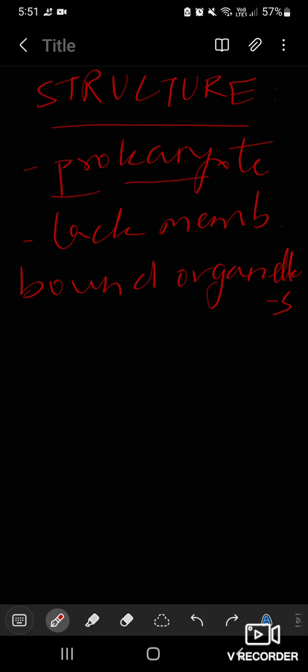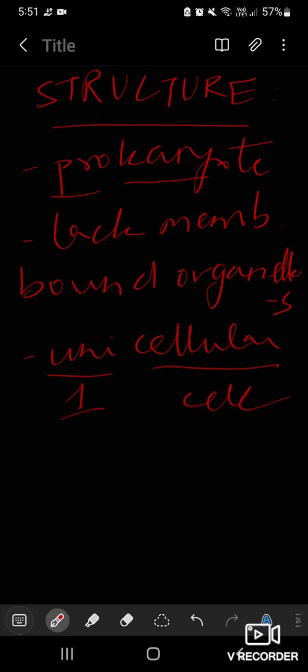And then last is unicellular, the last term to define a bacteria or bacterium. Unicellular. So uni means one, cellular is cell, so single celled organism. So bacteria are prokaryotes which lack membrane bound organelles, and these are usually single celled organisms. So this is how you can start your general answer.